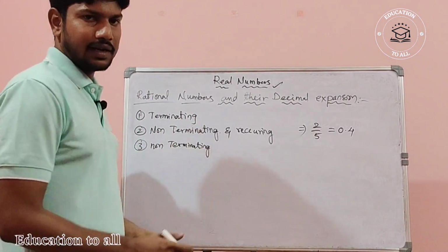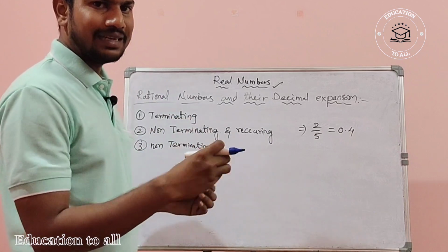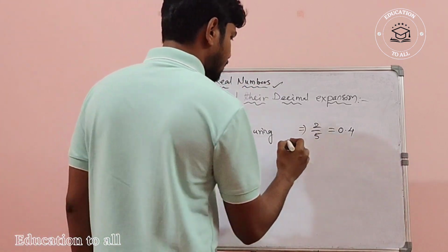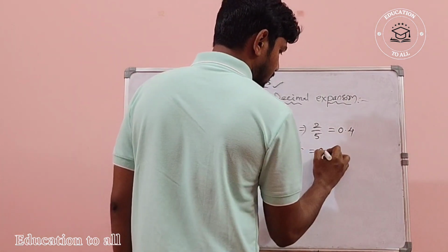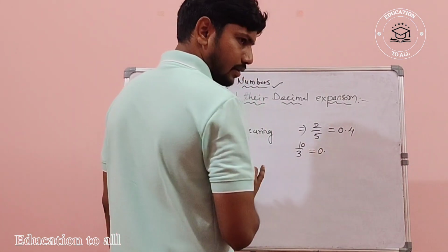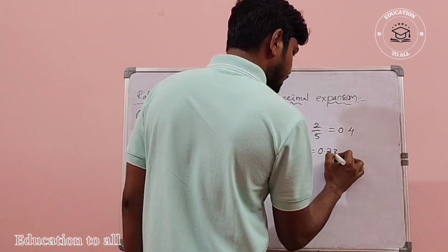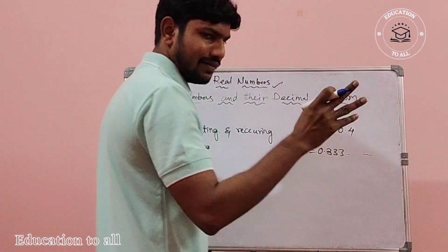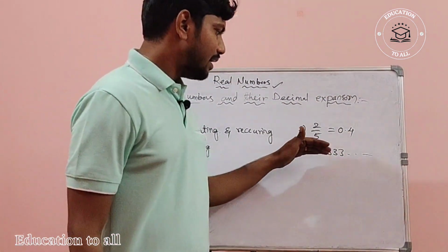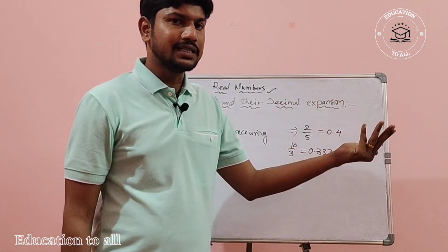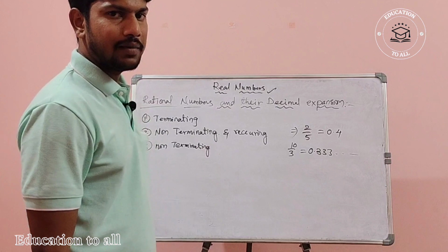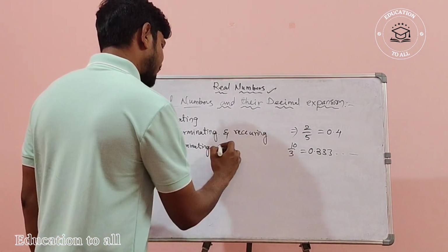So non-terminating, it will not be terminated but it is repeated. Simple example, 1 by 3. 1 by 3 decimal expansion is 0.333 and so on. So it will never stop. This is called non-terminating, means it does not stop, and as well as it repeats. So this is called non-terminating decimal expansion that repeats.